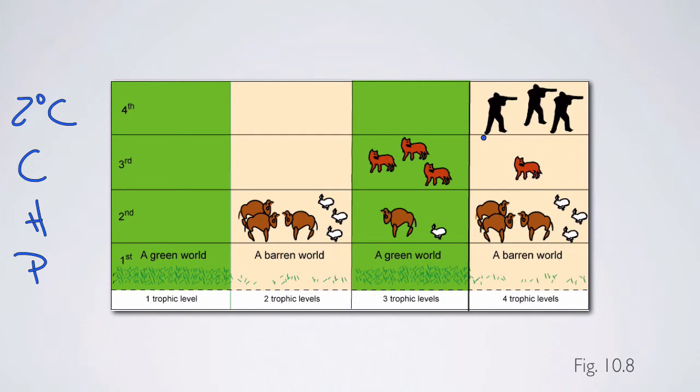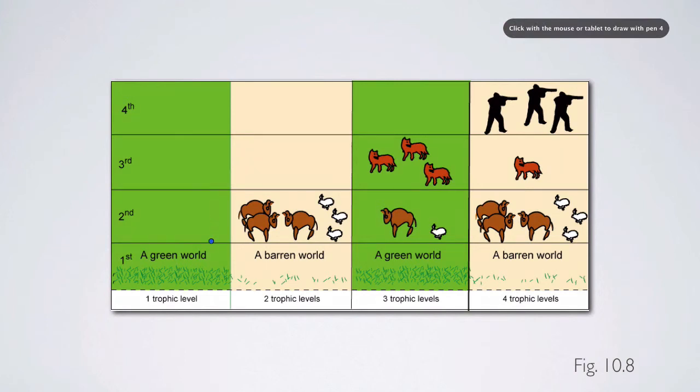If we add a 4th trophic level, such as hunters on foxes, the amount of carnivores are reduced. Reducing the number of carnivores increases the herbivores, and that makes the world barren again. So 1, 2, 3, 4 trophic levels, plants, herbivores, carnivores, secondary carnivores, takes us from green to barren to green to barren. And often we'll talk about whether there's an even or odd number of trophic levels. So when we have an odd number of trophic levels, such as here, the world tends to be green. Even number of trophic levels, it tends to be brown.